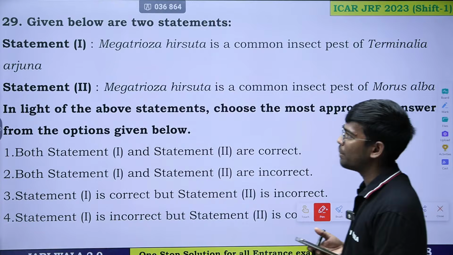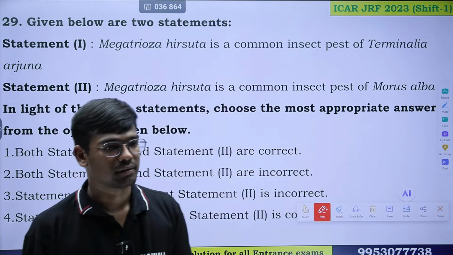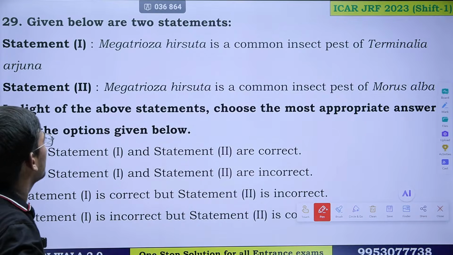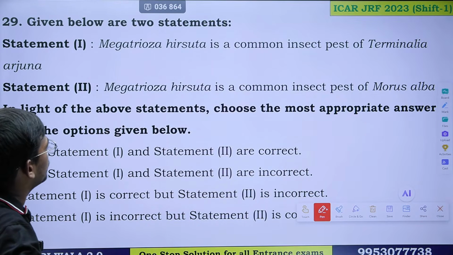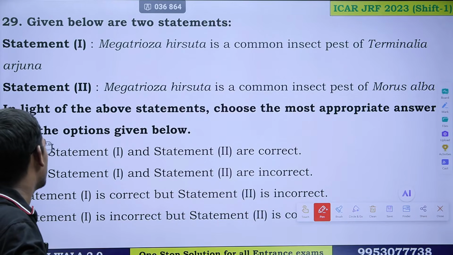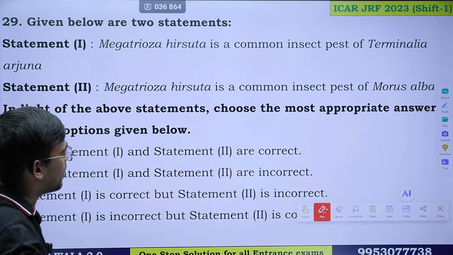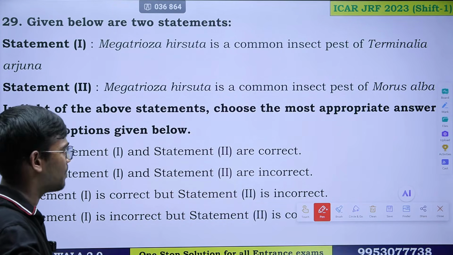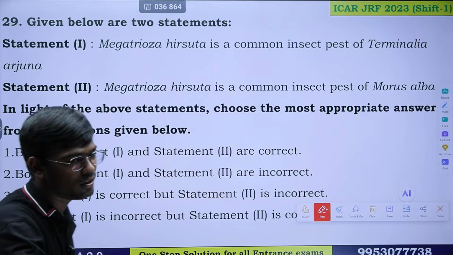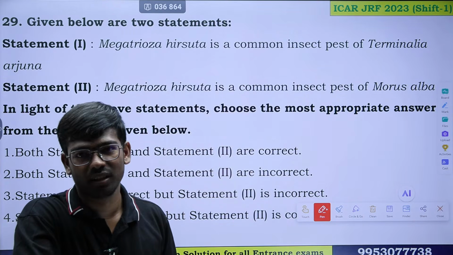Then, coming to the next question, here also we can see two statements. Statement one is Megatriosa hirsuta is a common insect pest of Terminalia arjuna, and statement two is Megatriosa hirsuta is a common insect pest of Morus alba. So you should know what this Megatriosa hirsuta is, then you can answer this question.